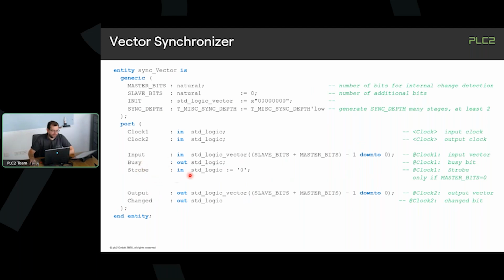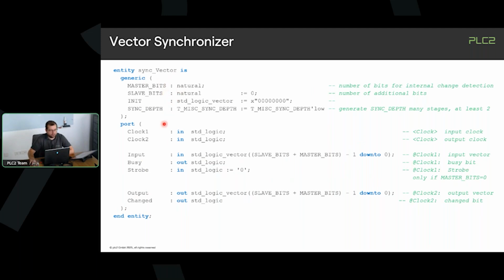In case you don't want to let it infer automatically if there was a change on the input, maybe your state machine already knows that the input will change on the next clock cycle, we can offer here a strobe input, which is by default off, so it doesn't do anything. But in case you set master bits to 0, then the strobe is taken as an indication that the input has changed. So now I need to explain what these master and slave bits are.